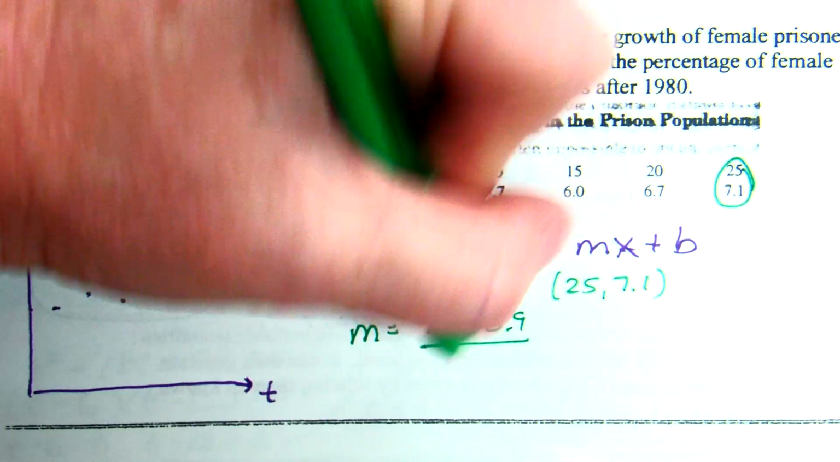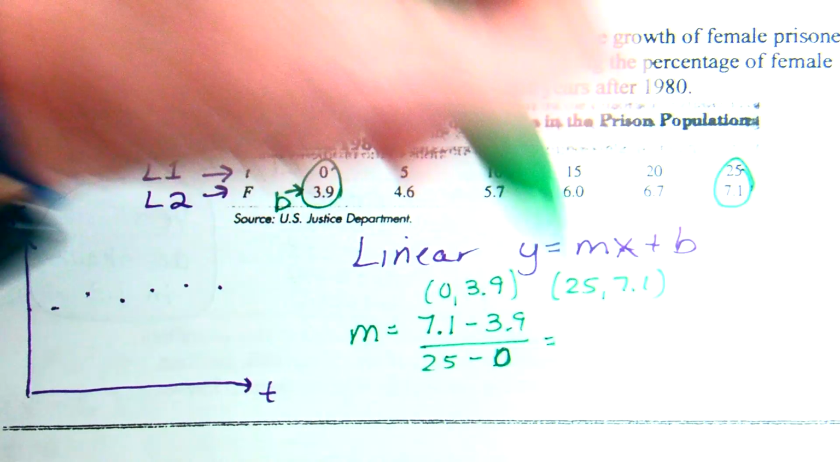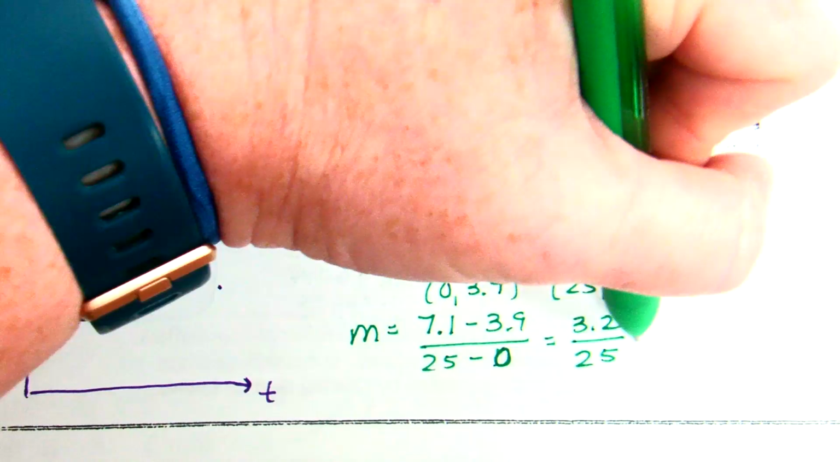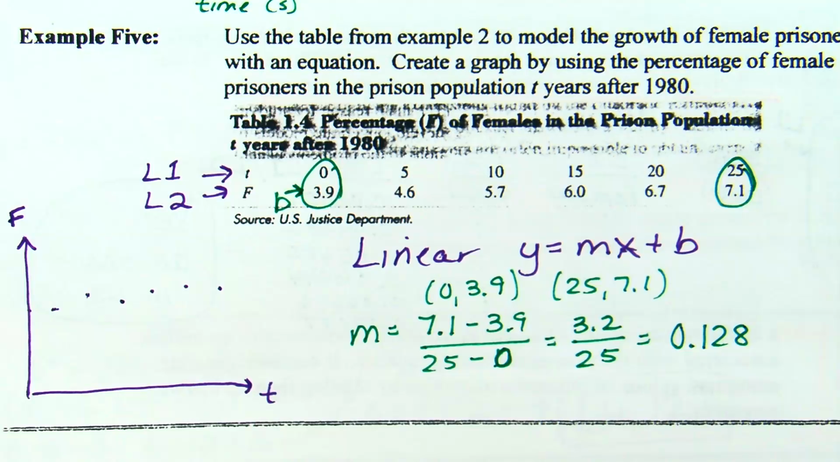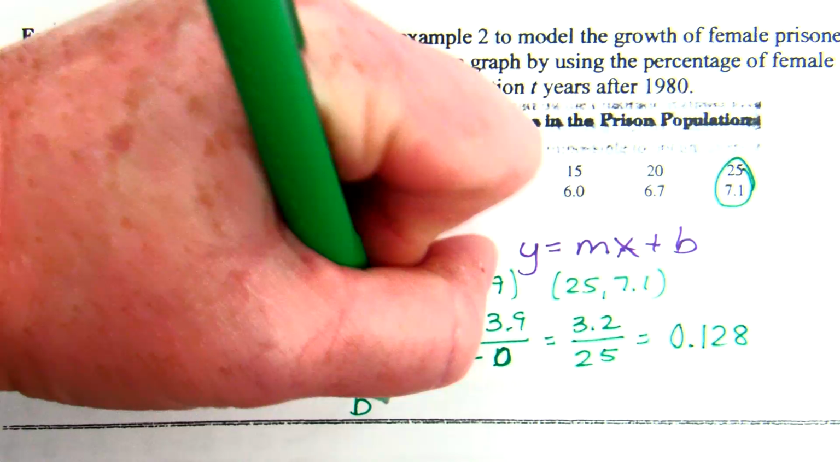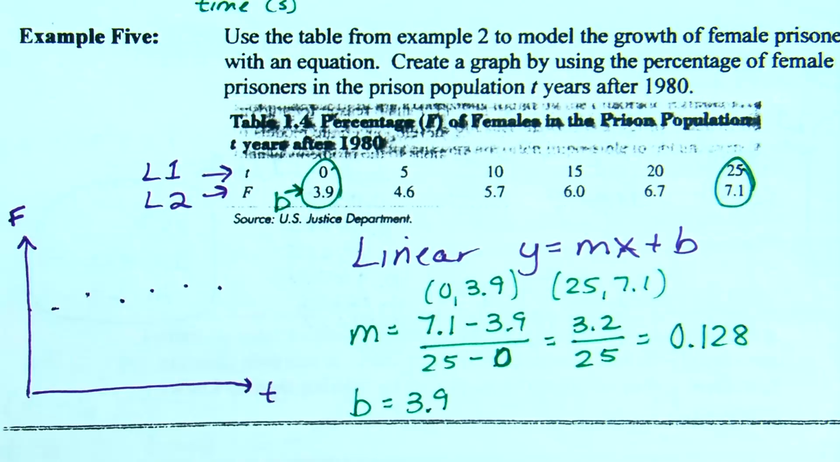In order to do slope, y2 minus y1. So 7.1 minus 3.9 over 25 minus 0. 7.1 minus 3.9, 3.2 over 25. Don't leave it like this. 3.2 divided by 25. Don't leave a decimal within a fraction. I have it written down as 0.128. Is that exact? And it is.